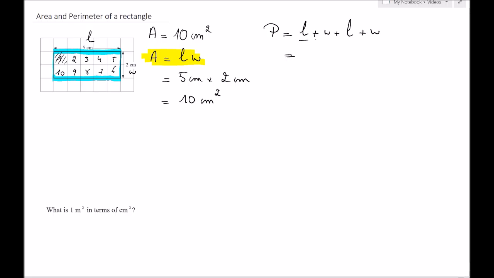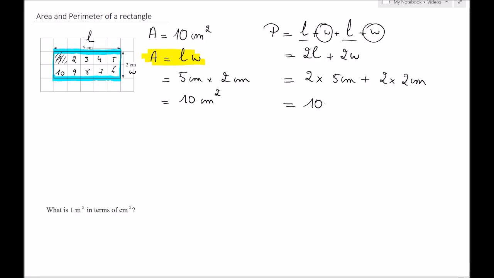So length plus length is 2 times the length. Width plus width is 2 times the width, right? And in this case, let's have a look. The length in this case is 5 centimeters. The width in this case is 2.